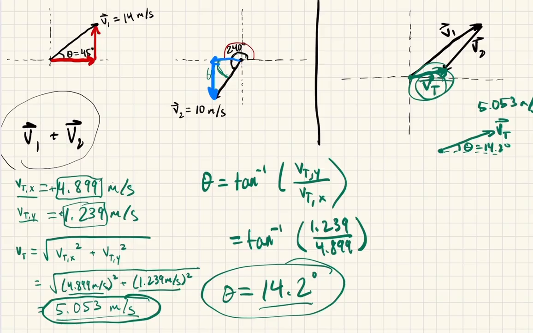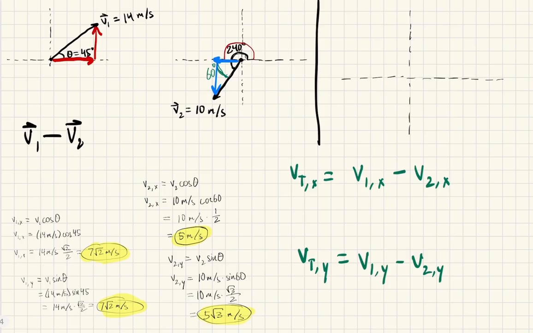Real quick, the reason why we do know that 14.2 degrees represents this angle here is because we've used the x and y component of our resultant vector, which is this here and that there. And so if we do the inverse tangent of the y component divided by the x component, we know that we're looking for that angle right there. Okay, so let's move on to our next example.